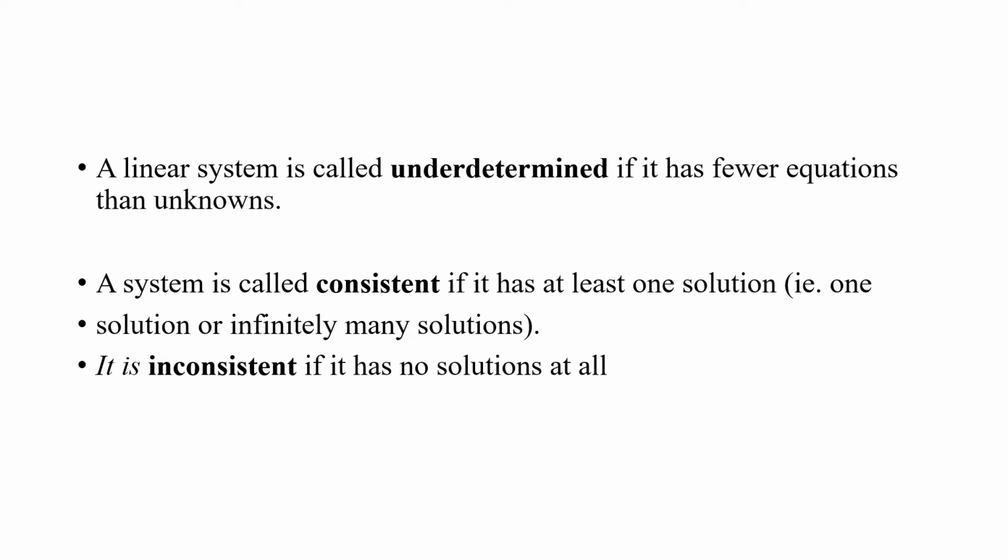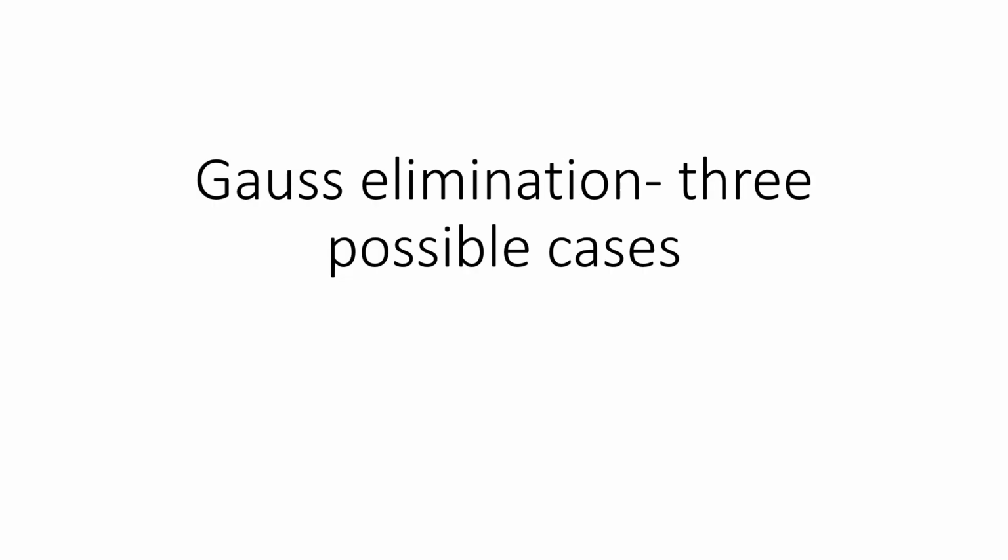A system is called consistent if it has at least one solution, meaning minimum one solution. A linear system can have one solution or more than one solution. In both cases, it is consistent. A linear system is inconsistent if it has no solutions at all. Gauss elimination method is used for solving linear equations. There are three possible cases. In the first case, there may not be any solution for the system of equations. In the second case, there will be one solution. In the third case, there can be more than one solution.